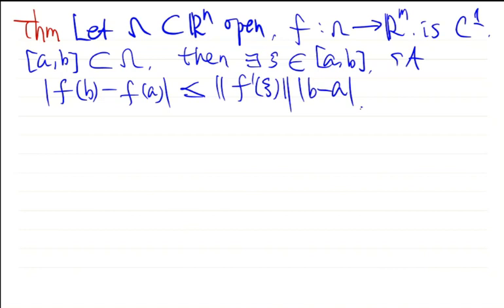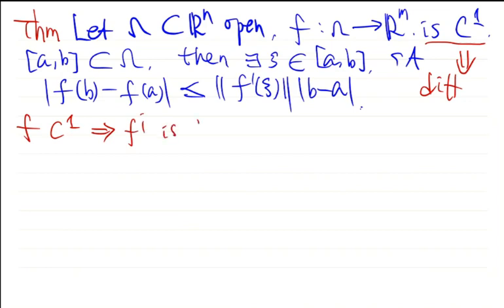This is the mean value theorem for vector valued functions, but the result is not an equality but an inequality. Here we assume that f is C1. C1 means differentiable. Why? Because f is C1 means every fi is C1.